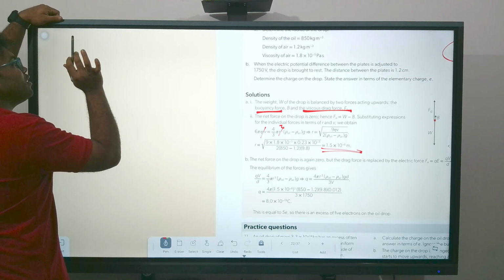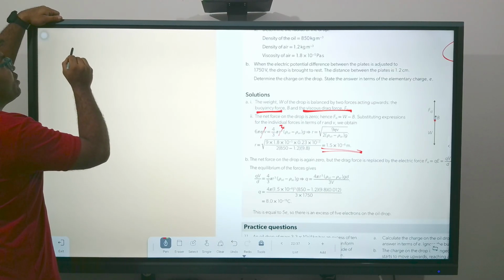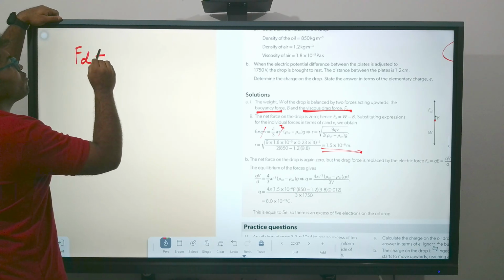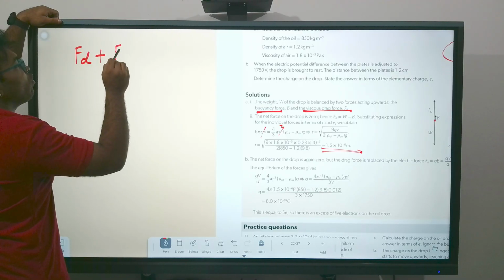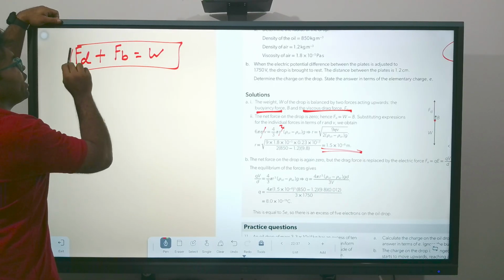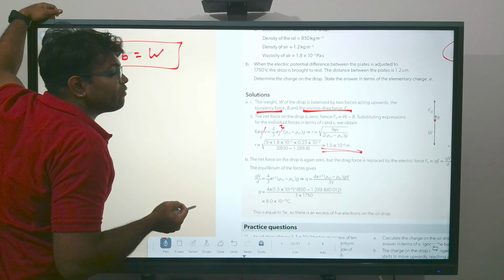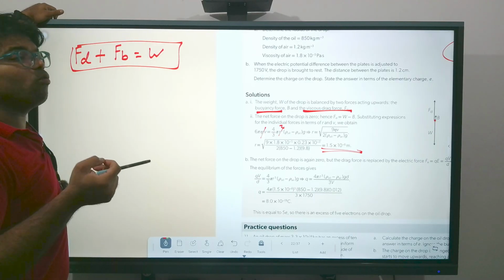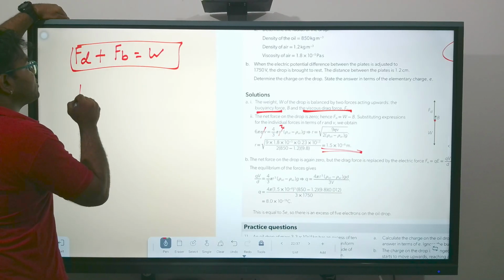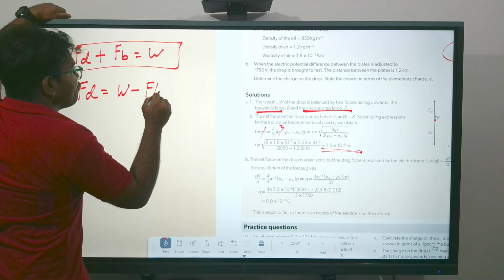So basically, the main thing that you have to understand is, since the droplet is moving with a constant velocity, therefore the upward force, that is F drag plus F buoyant, should be equal to the weight. And since the buoyant force and the weight both have their values as volume multiplied by density, we are bringing both of them together on one side. So Fd is equal to weight minus Fb.